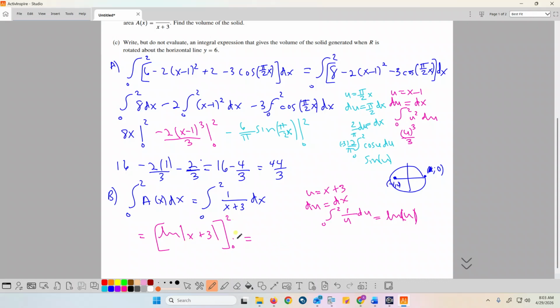The upper bound was 2, so 2 plus 3 is 5. This gives me ln of 5. If we take the absolute value of 5, it's still 5. And then minus, if we plug in 0, 0 plus 3 is 3. Well, with its absolute value, still 3. So this is what we end up getting, ln of 5 minus ln of 3.